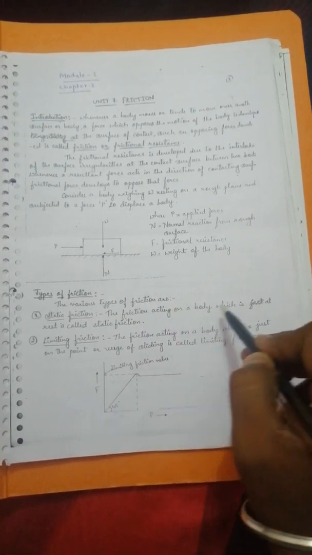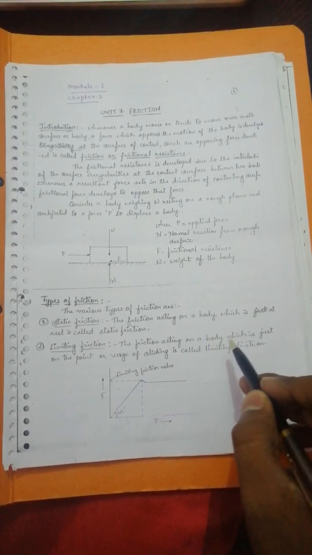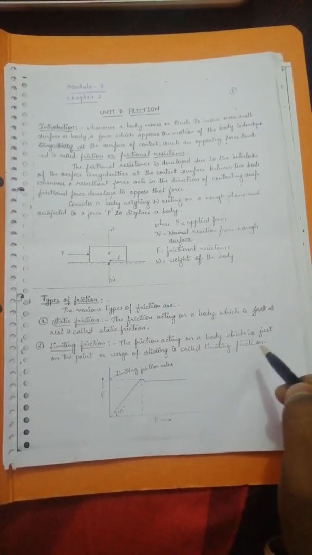there are five types. The first one is static friction, the friction acting on a body which is at rest. When friction is acting on a particular body at rest, we call it static friction. The second one is limiting friction, the friction acting on a body which is just on the point or verge of sliding.